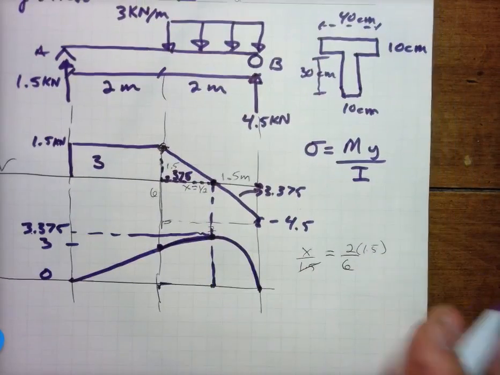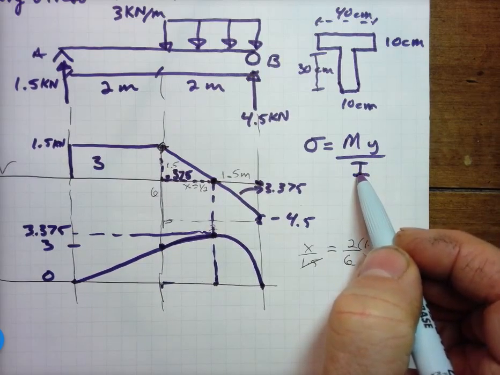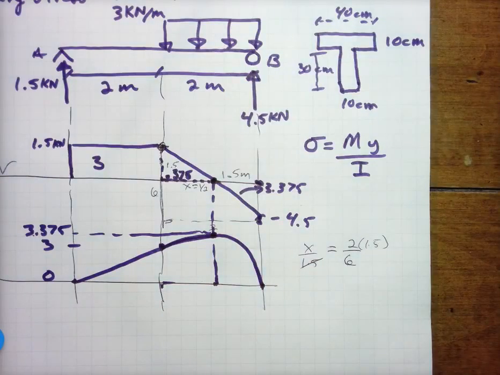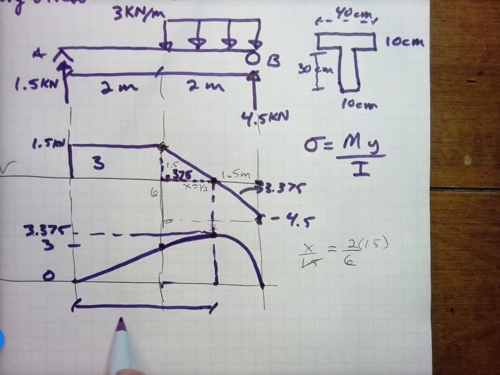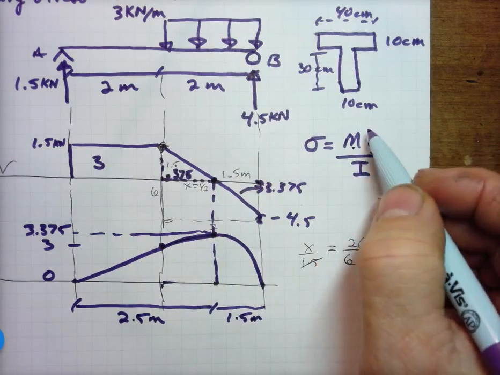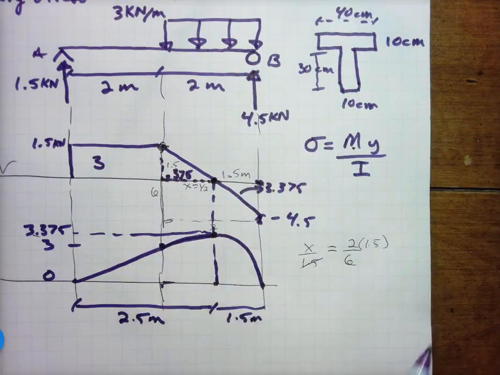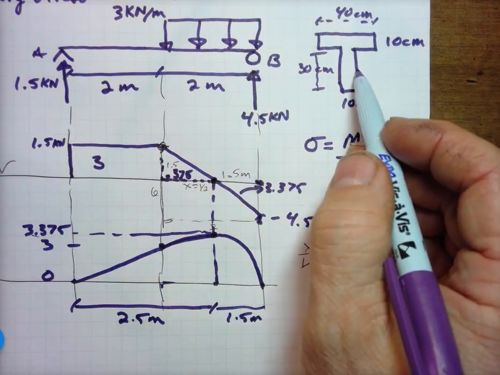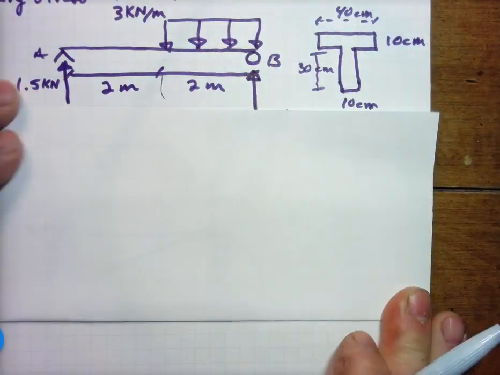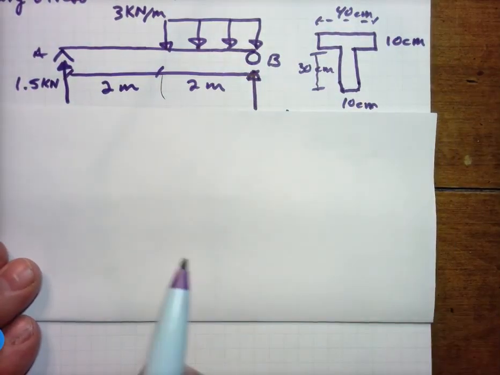So now, if sigma is equal to My over I, and I now know where the maximum moment is, well, it is right here at a distance of 2.5 meters from the left end, or 1.5 meters from the right end. Okay, so that's M. M is 3.375 kilonewton meters. Now we need to spend some time on this shape. So the first thing I need to do is find the centroid.